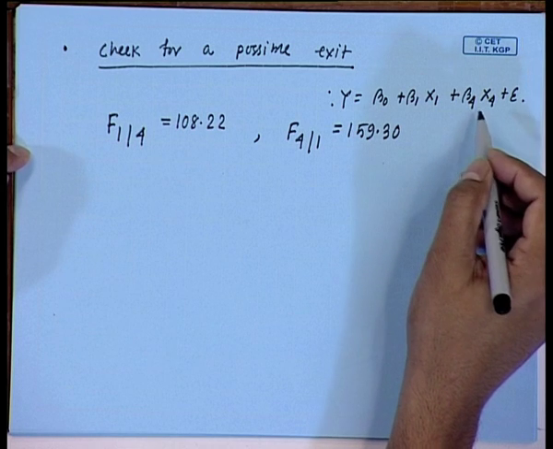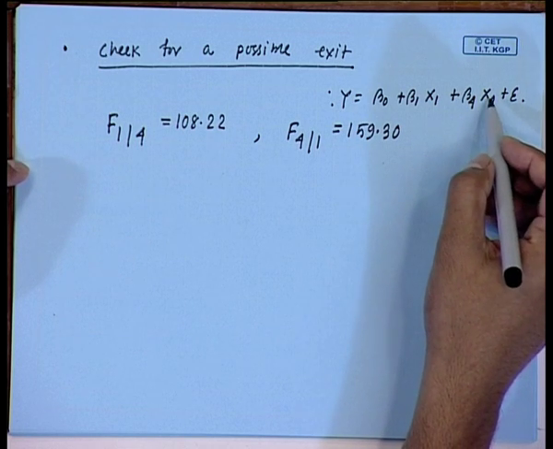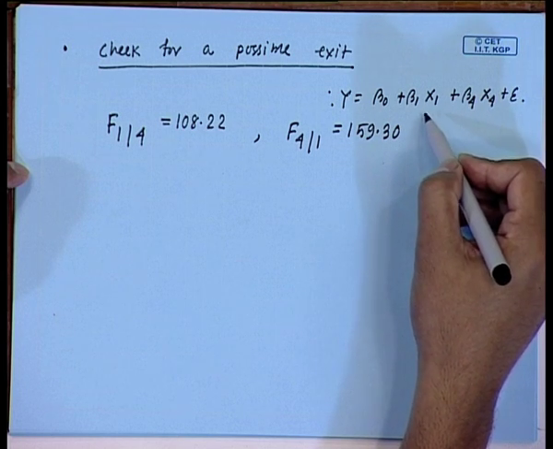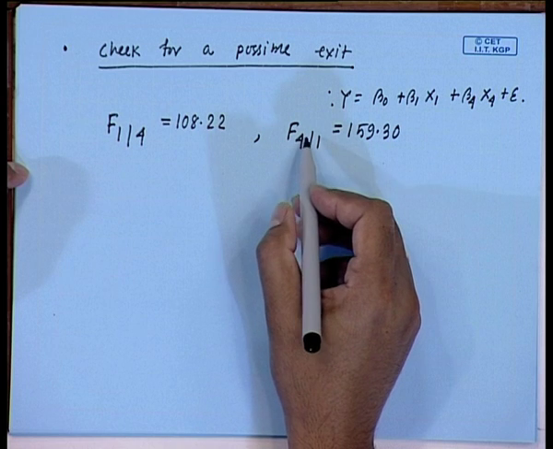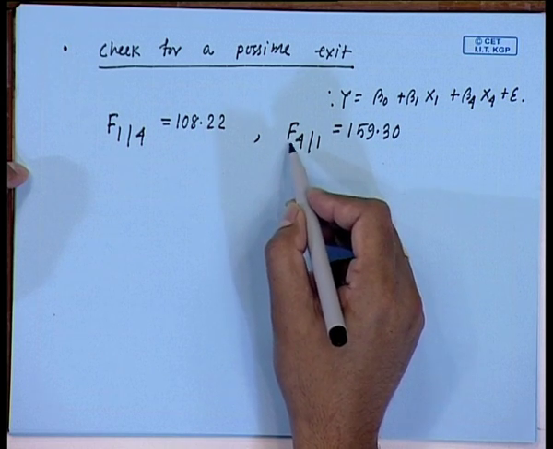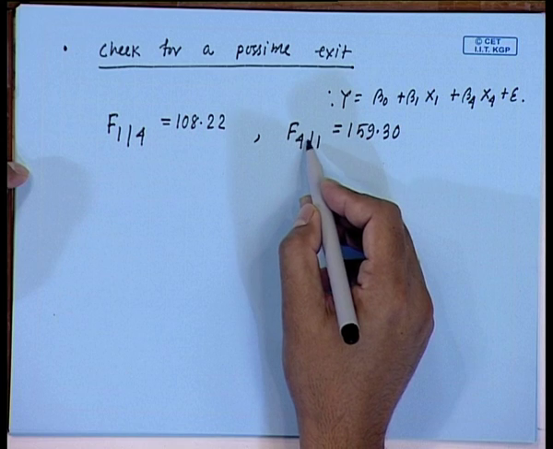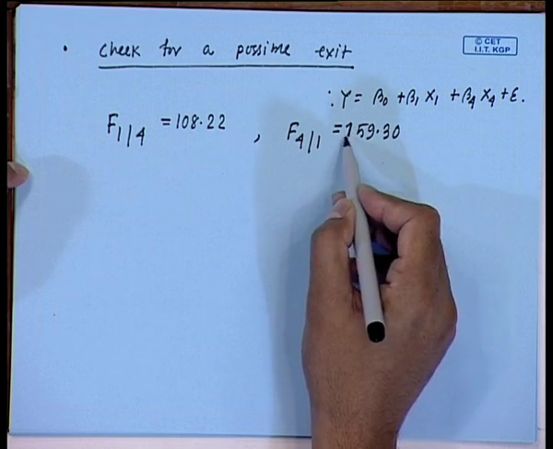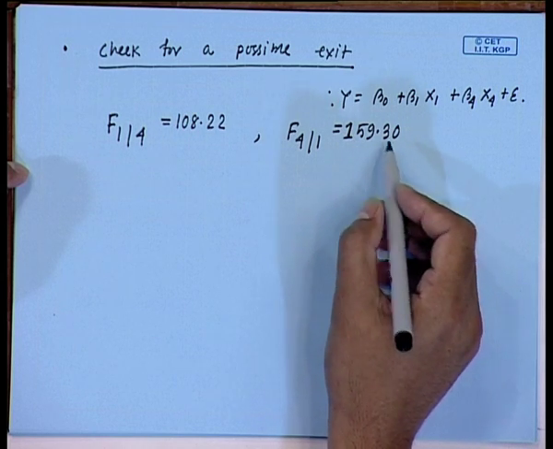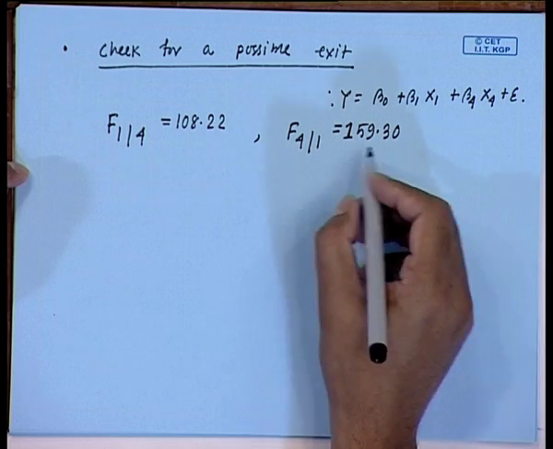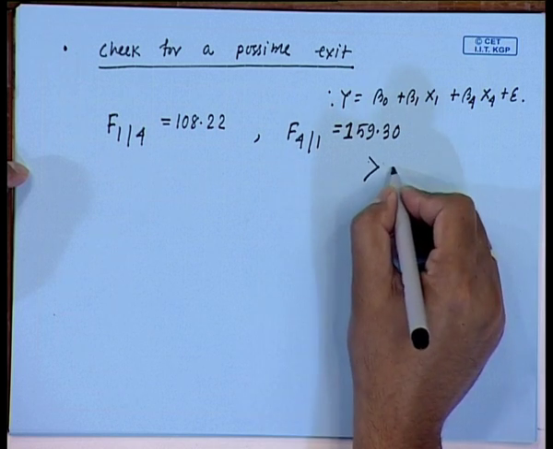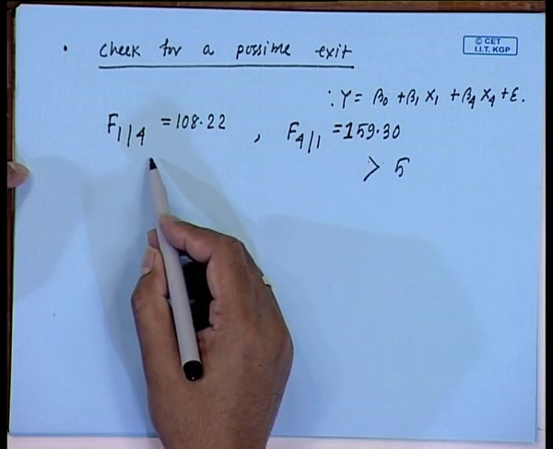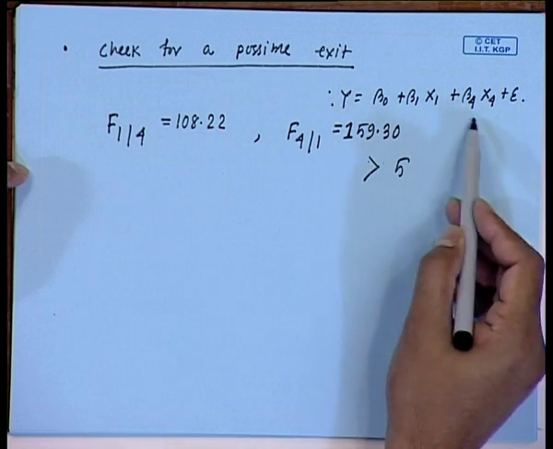Now, the question is whether x 4 is significant in the presence of x 1, that we need to check. And here you see that the partial f value associated with x 4 in the presence of x 1 is also significant because this is greater than the threshold value 5. Okay. So, we do not drop any regressor from this model.